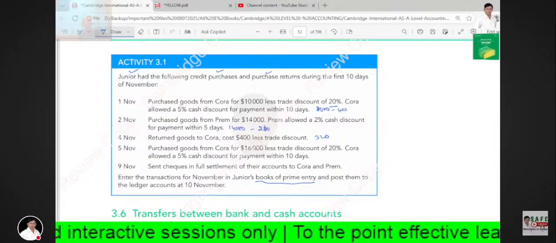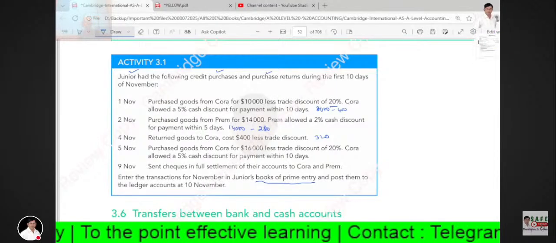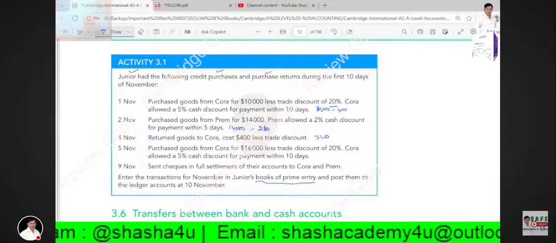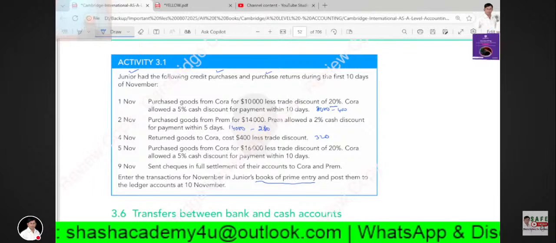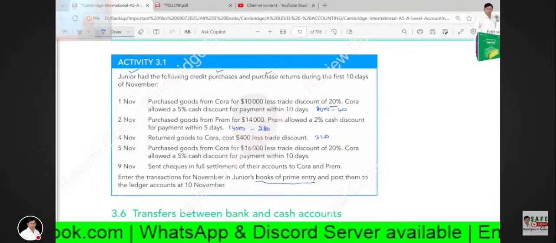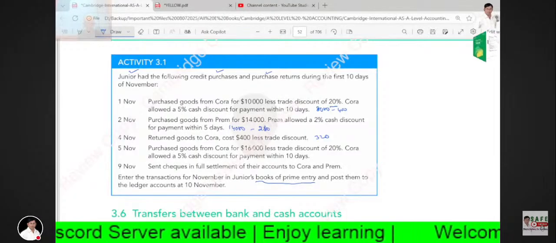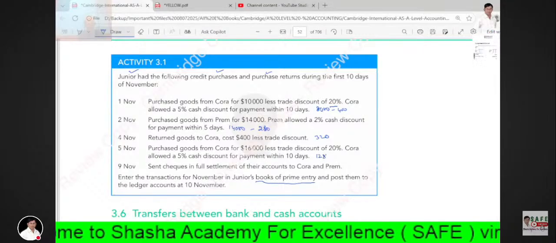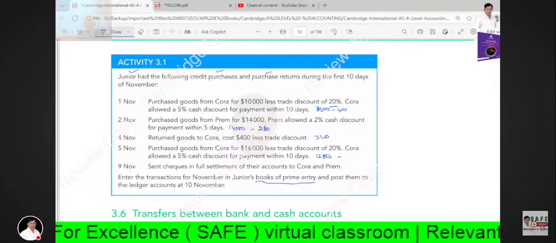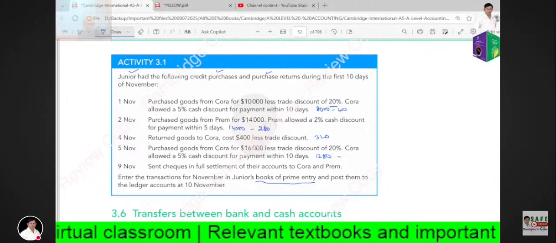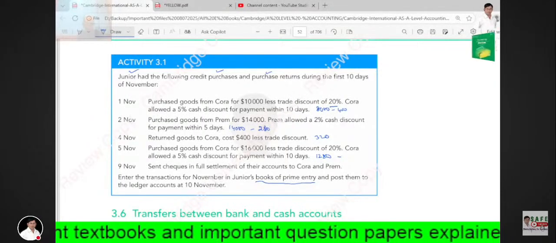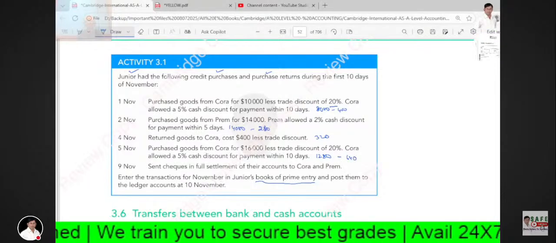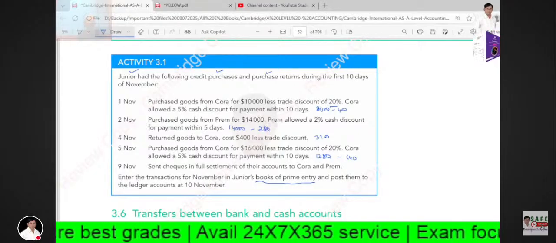Purchase goods from Cora for 16,000 less trade discount of 20%. So this will be recorded at 16,000 minus 20%, 12,800. It will be recorded at 12,800. So cash discount is 5%, 640. Send checks in full settlement of their accounts to Cora and Crane.